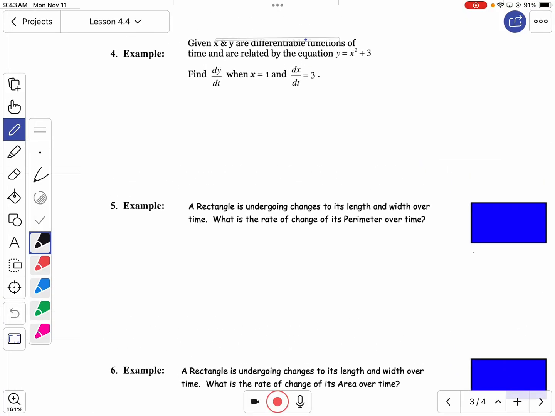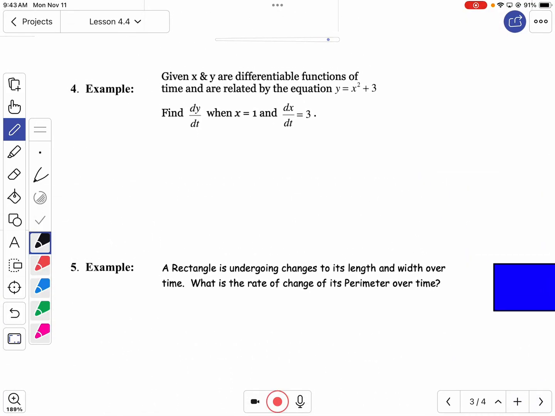Look at this one. It says, given x and y are differentiable functions of time and are related by the equation y equals x squared plus 3, find dy/dt when x is 1 and dx/dt is 3. Here's the thing: do not substitute until after you take a derivative. You have to differentiate first. So let's differentiate the equation with respect to time.